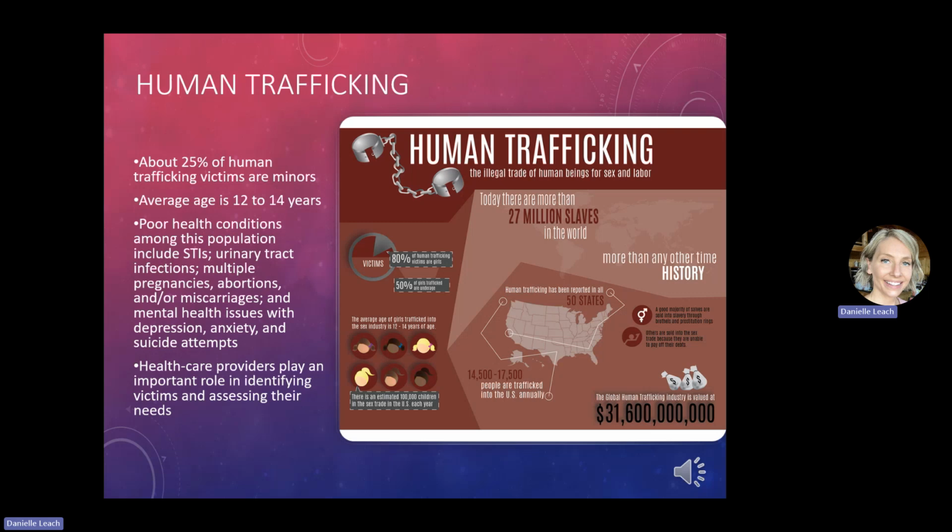They could come in with one of their human trafficking people that basically have them under their care. So healthcare providers can play an important role in identifying these victims and then assessing their needs and helping them.